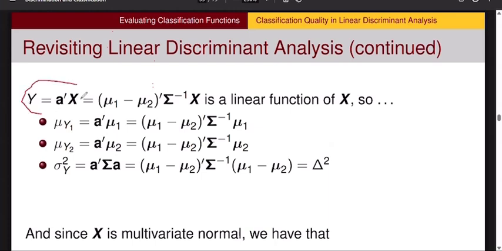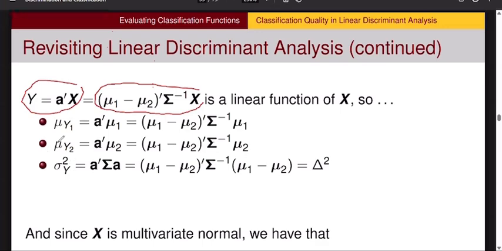So y equals that, like I said, and I can rewrite that as this because my a prime is actually (mu1 minus mu2) prime times the inverse of sigma. Okay, now this is my mu y1. This is my mu y2. This is the variance now.